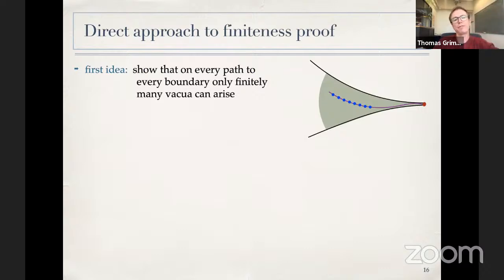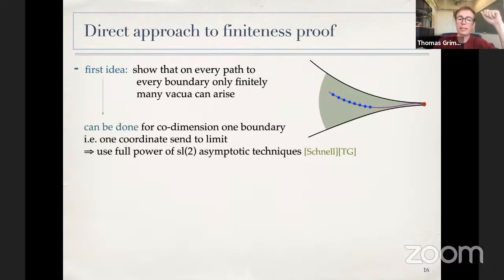Now, what would be the first idea? The first idea would be to control every path to every boundary and show that there can only be finitely many vacua there. This can be done at codimension one. And if you want to learn this SL2 technique, you can see this very beautiful application in this finiteness proof. The remarkable thing is you need essentially the whole power of the SL2 technique, and it's already very, very non-trivial. You have to use the whole SL2 orbit theorem and so on.